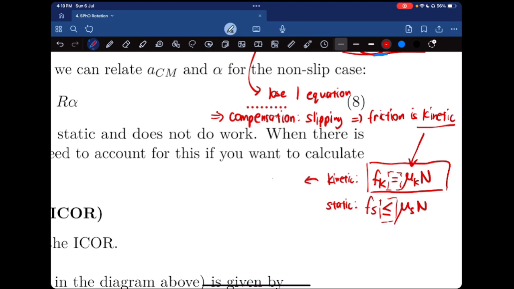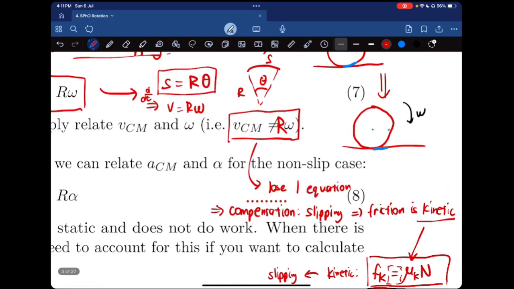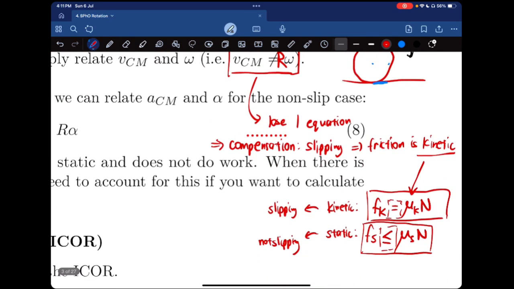But when something is not slipping, then it has static friction between the surfaces in contact. And you can only write an inequality here. So in a sense, even though you lose the non-slip condition, you gain the kinetic friction equation. So everything will still be well defined, and you still have enough equations to solve any problem that concerns slipping.